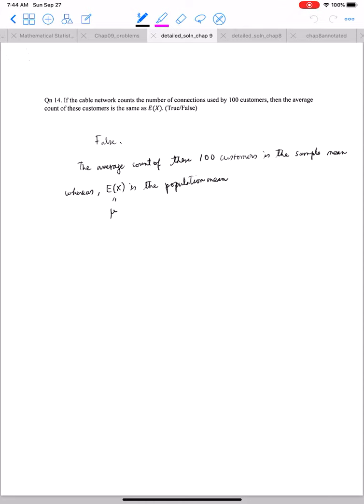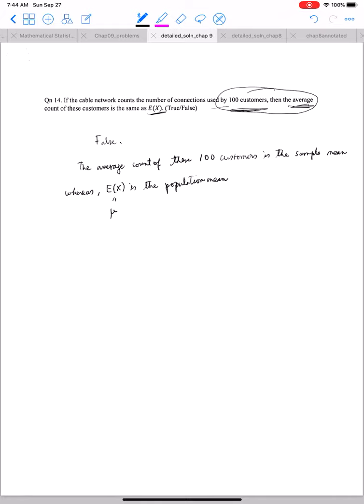If the cable network counts the number of connections used by 100 customers, then the average count of these customers is the same as expected value of x. That is untrue, because this average count depends on these 100 customers, not on the distribution. This expected value of x depends on the distribution.